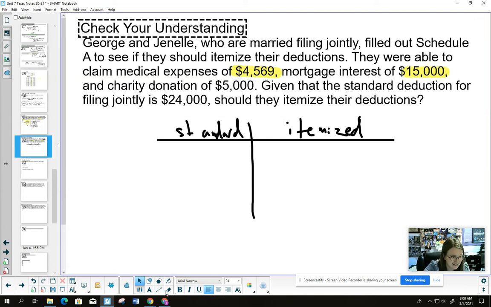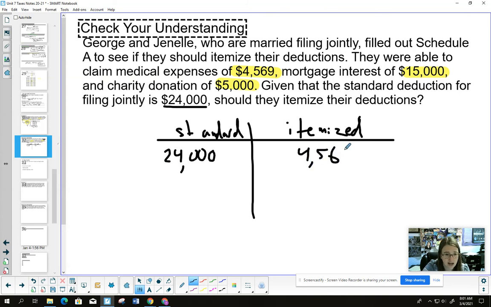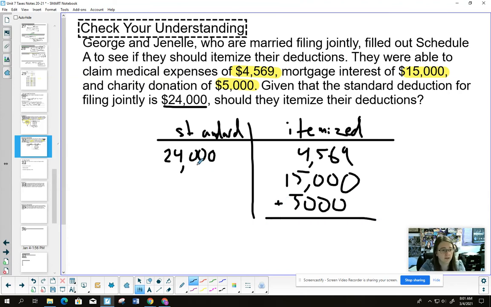Okay, so let me get my little highlighter here. These three are the itemized deductions. Be careful not to accidentally add the standard. The standard just goes over here. We are just comparing to the standard. We're not adding the standard to anything because the standard deduction is just one big chunk deduction. These are the only three itemized. Once again, do not add those together here. So on this side, you should have gotten, well, this is 20,000. This is 24,569.